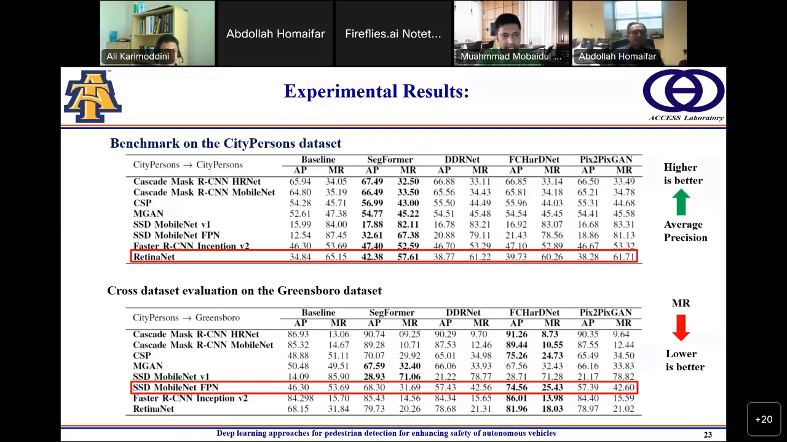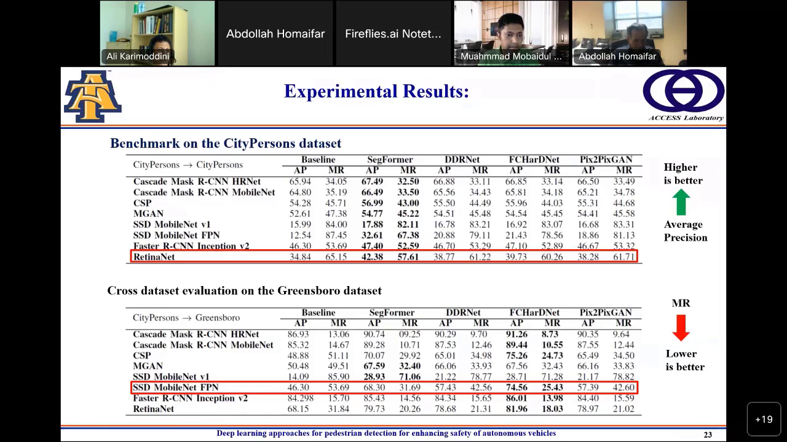Okay, this slide is about the improvement of detection performance after applying the fusion mechanism on the CityPersons and Greensboro datasets. The top table shows the result on the CityPersons dataset, and we benchmark our result on two parameters, average precision and miss rate, and we see that in each and every case when we apply the fusion mechanism, it improves the detection performance for each and every network.